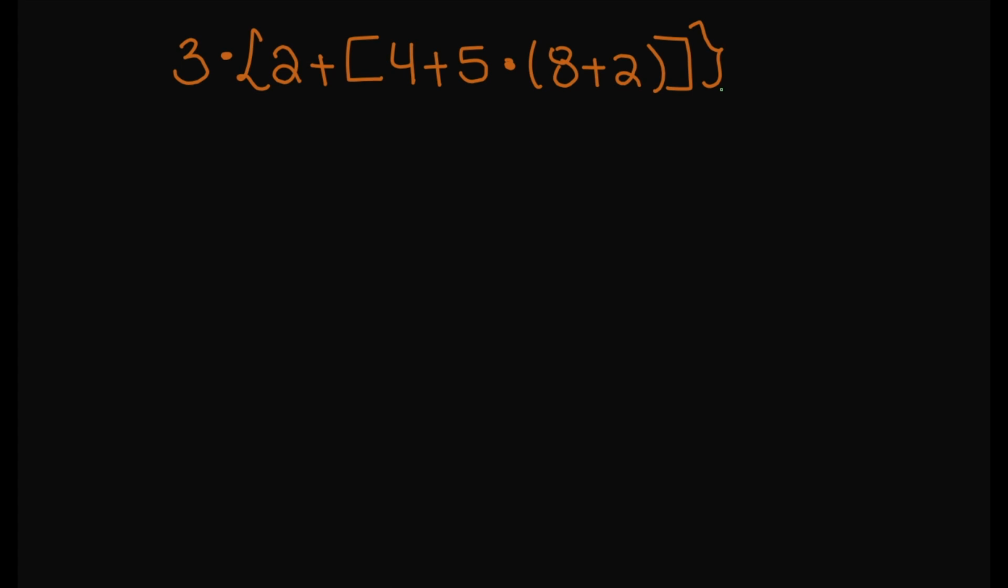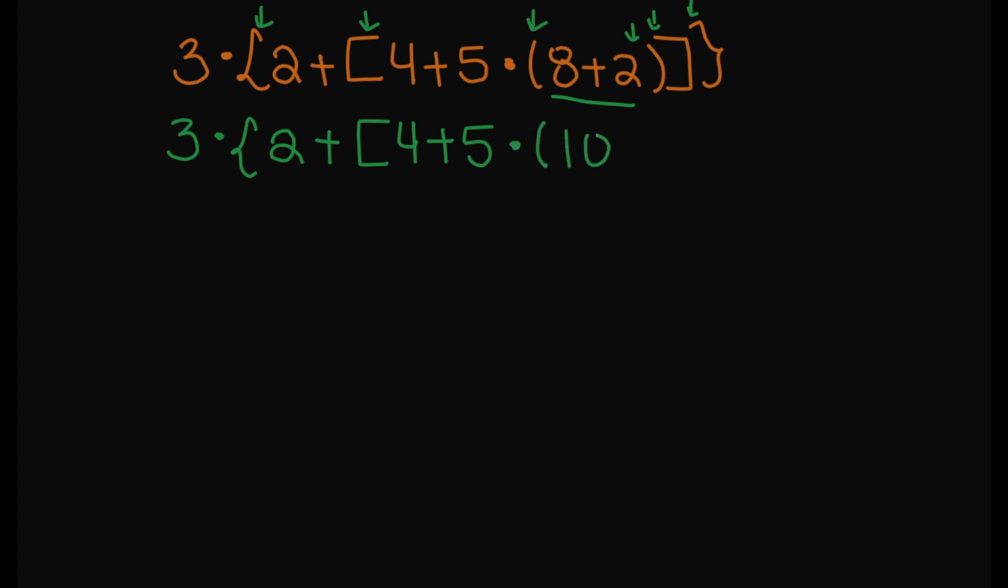Let's look at this example here. Notice that I have braces here, and then we have brackets, and then we have parentheses. However, we are going to do the parentheses first. So I'm going to do 3 times 4 plus 5 times 8 plus 2. This is going to equal 10. And then I'm going to close my brackets and my braces.